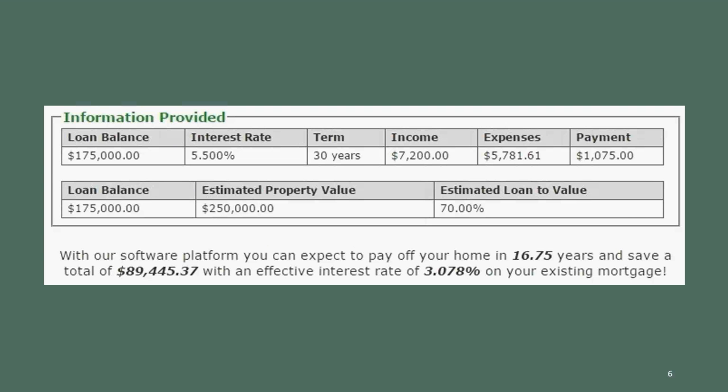Now, if we use our software platform to its fullest extent, Mr. and Mrs. Test Customer would expect to pay off their home in 16 3/4 years. And I think you'll agree with me that's a significant improvement on 30 years. And because they are paying off the loan quicker, they are not falling victim to compound interest, and so they're going to save a total of $89,445 in interest.